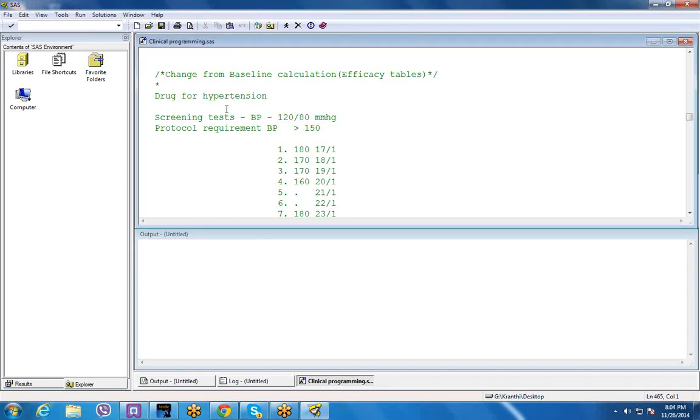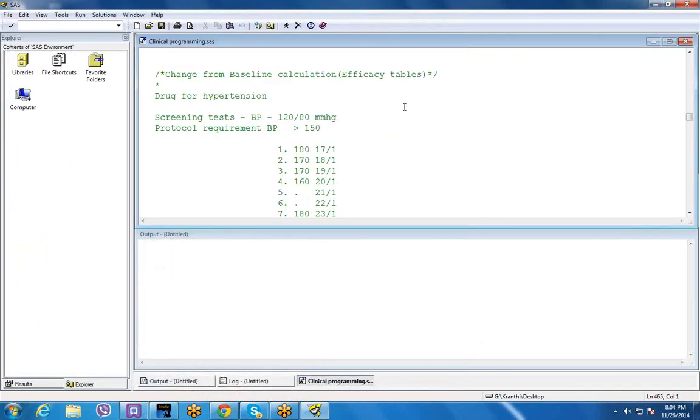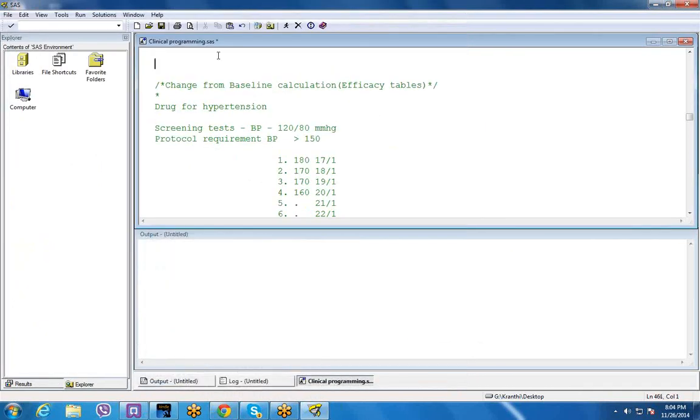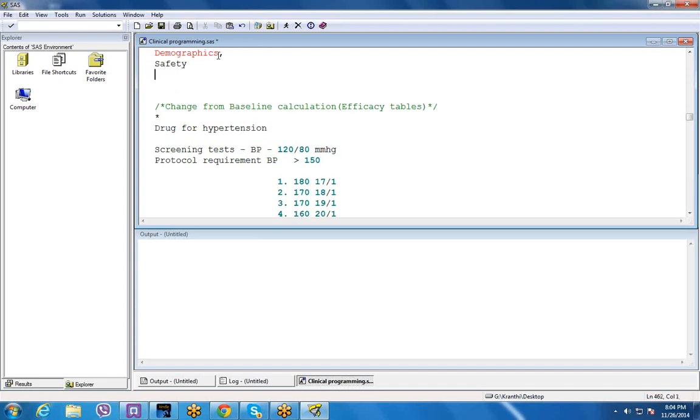Yeah, so we are doing the change from baseline calculation. What do you mean by change from baseline calculation? It is very important in clinical trials when you are preparing the tables. You know, usually we create different types of tables. What types? Usually demographics, as I told you yesterday, safety, and efficacy tables. These are the three types of tables we create in the final study report.